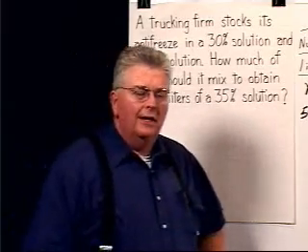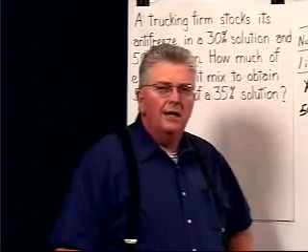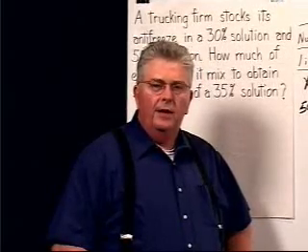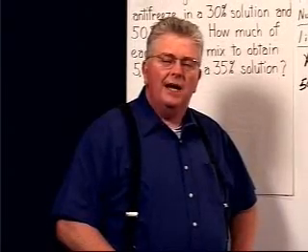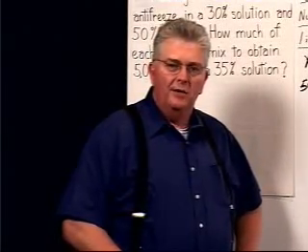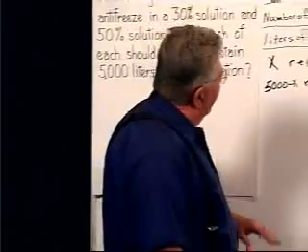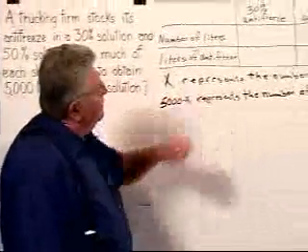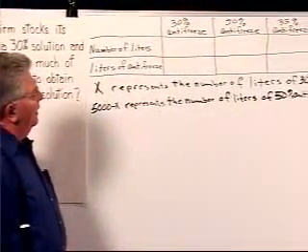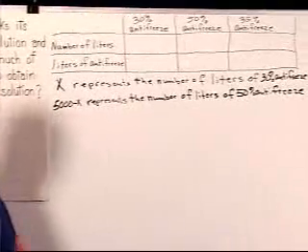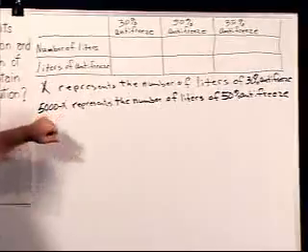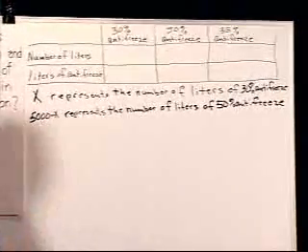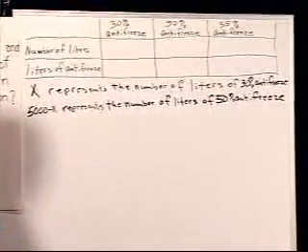Something that we use in this problem and many other problems is that when we know a total, if we let x represent one of the values, then the total minus x is how we'll represent the other value. For this particular problem, I'm going to let x represent the number of liters of 30% antifreeze. Then using that idea of the total minus x, that will represent the number of liters of 50% antifreeze.